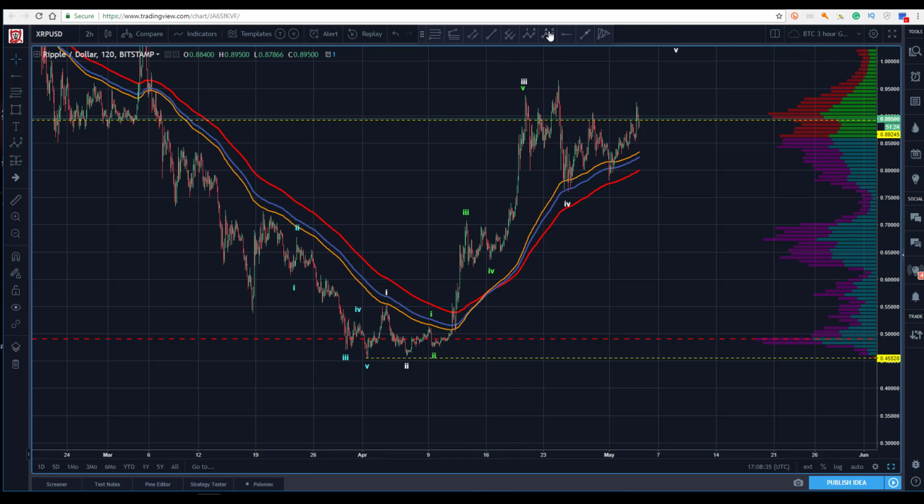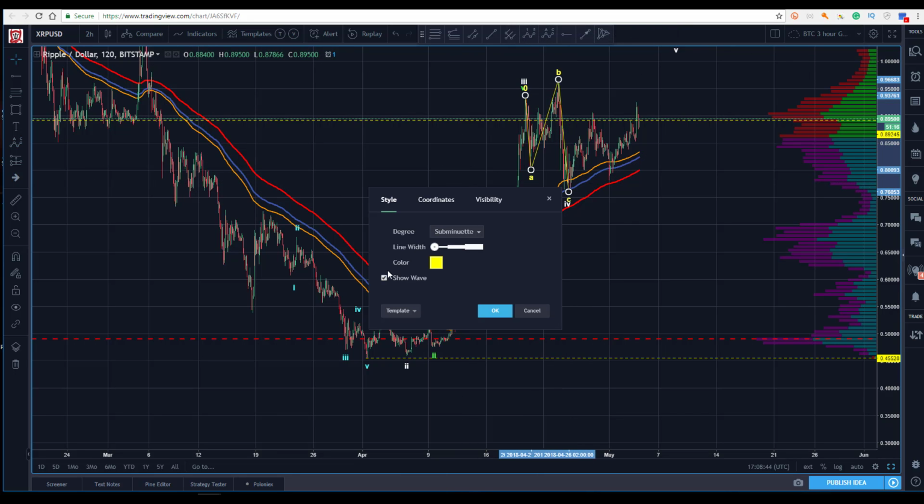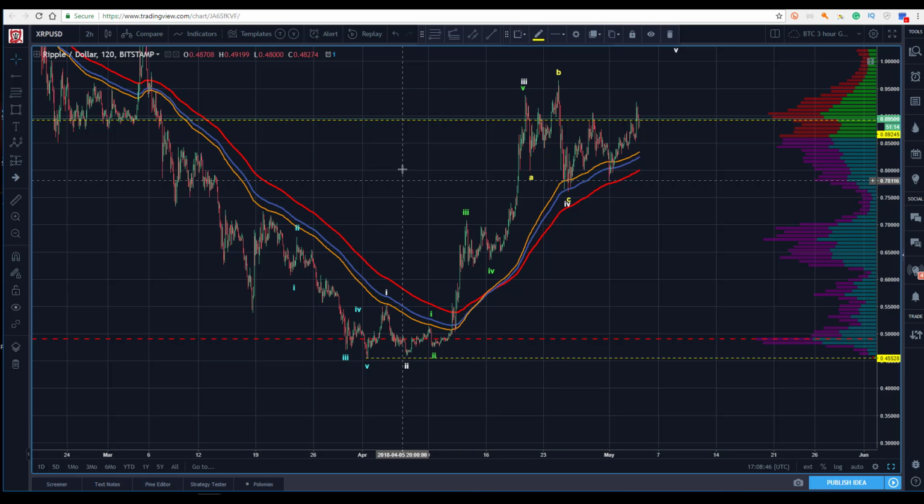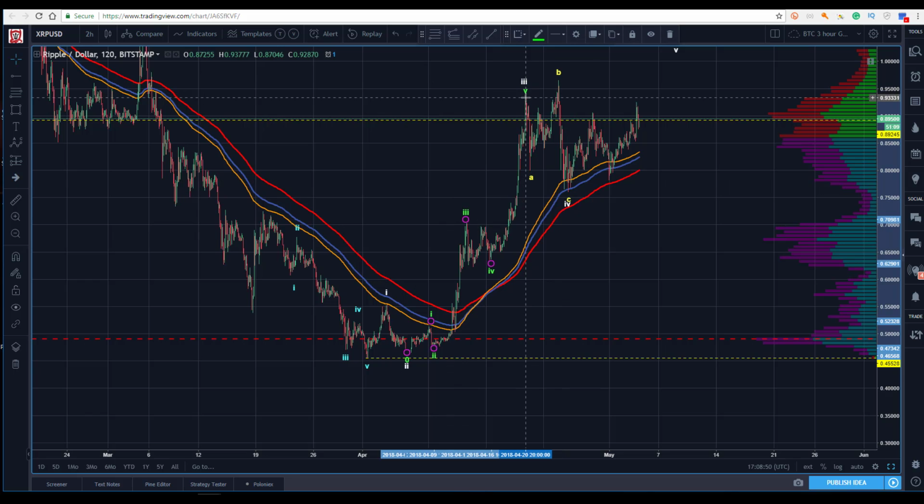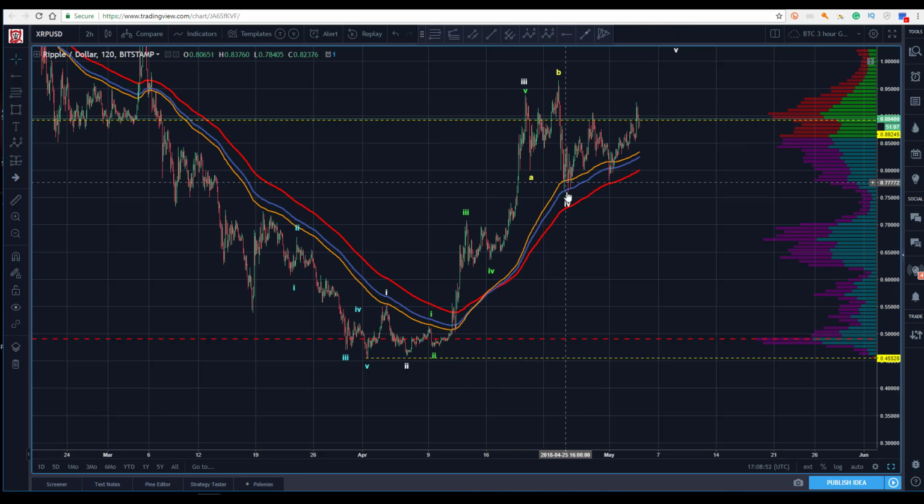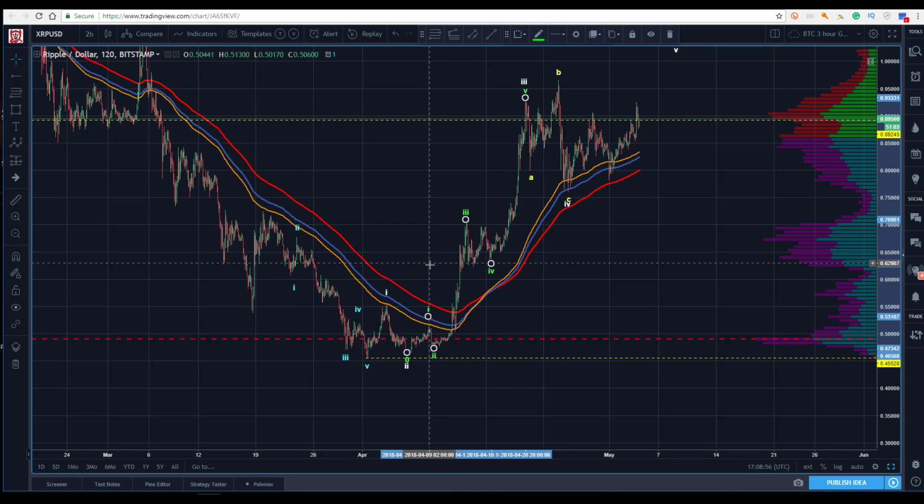Now I do see this as an expanded flat. That's what I see. A wave, B wave, expanded down for the C. Now let me get the wave off of that. Now, if that's accurate, we should be able to identify some tells to help clarify whether or not I've got that right. So first we'd be looking for a relationship between the 2 and the 4.